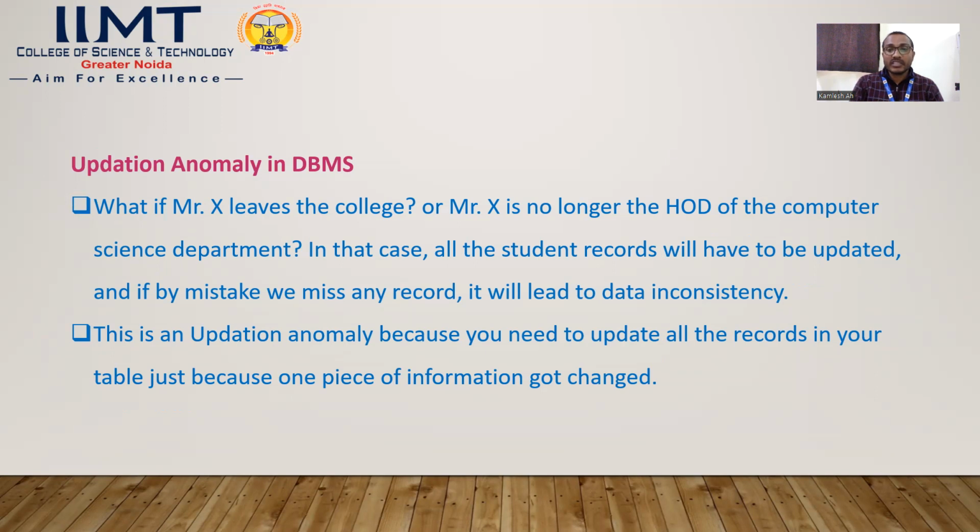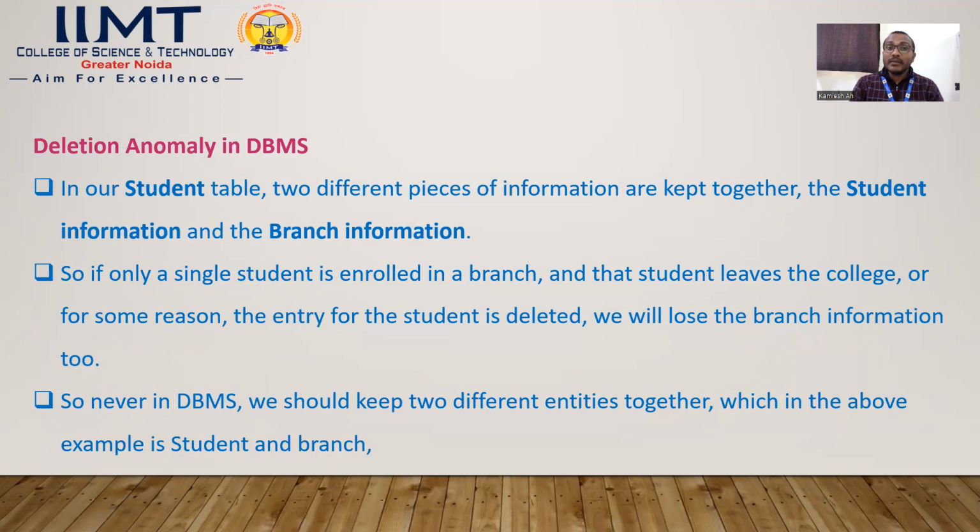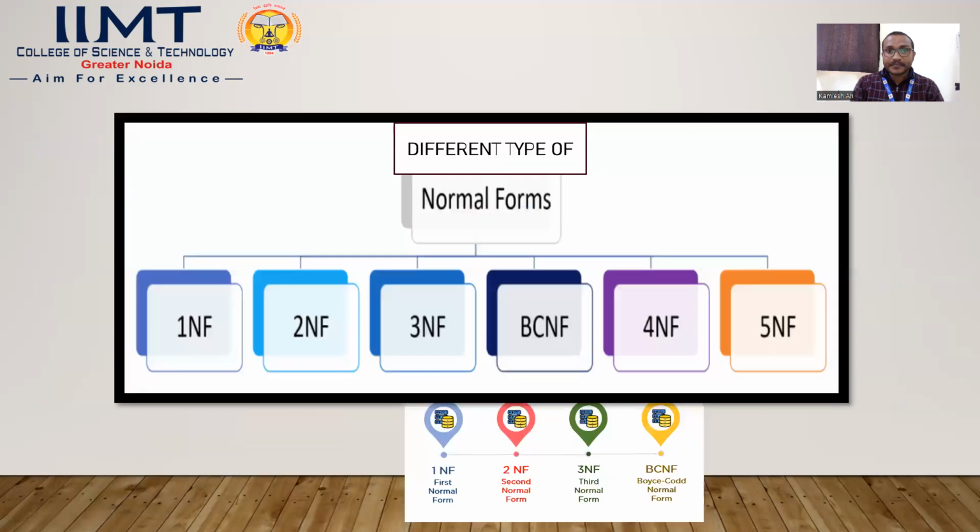This is an updation anomaly because you need to update all the records in your table just because one piece of information got changed. In our student table, two different pieces of information are kept together: the student information and the branch information. So, if only a single student is enrolled in a branch and that student leaves the college, or for some reason the entry for the student is deleted, we will lose the branch information too. This is the deletion anomaly of a database. So in DBMS we should never keep two different entities together, which in the above example are student and branch.